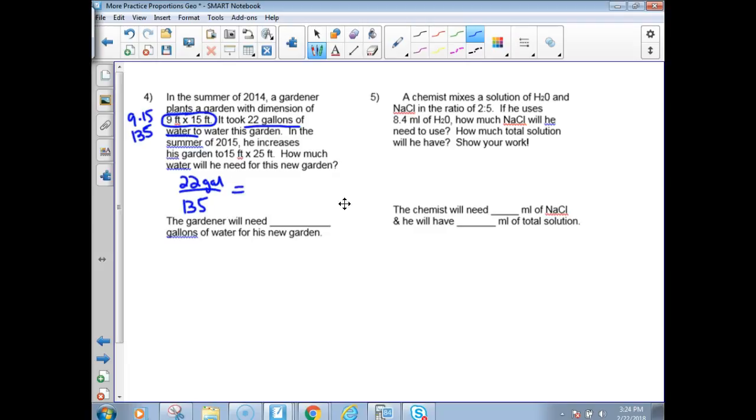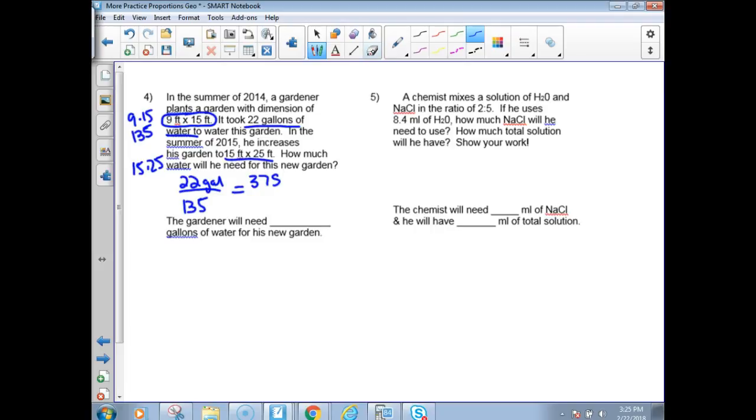All right. I got to set up a proportion. Now he said in 2015, he increased his garden to a bigger garden. What's the ratio? Well, I don't want to compare those sides. I'm just going to say, let's find the area of this one too. 15 by 25. What's 15 times 25? 375? Oh, wait. Am I putting that in the right place?